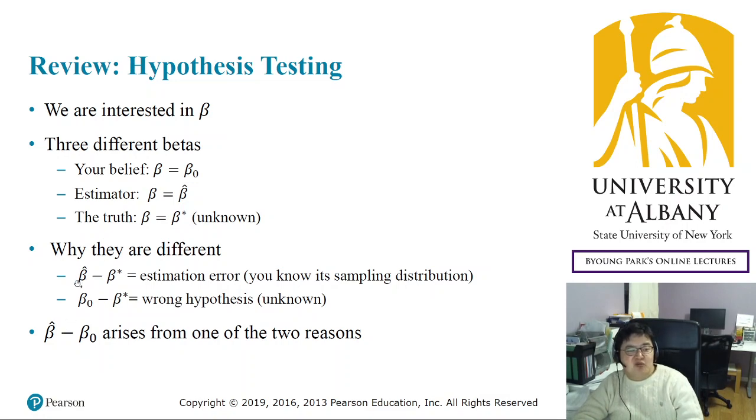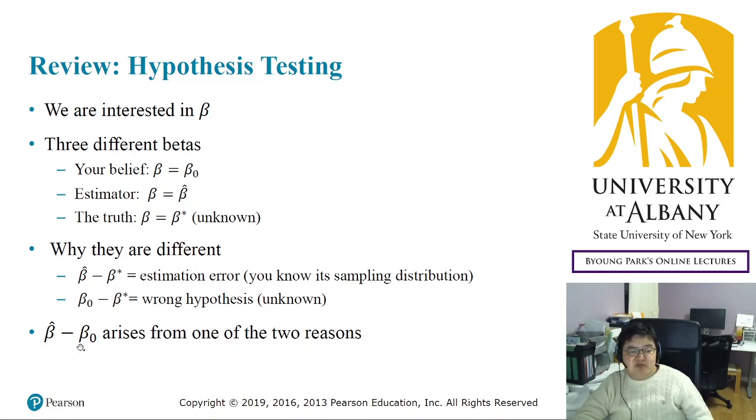But anyhow, conceptually, the reason I told you these two is that in the end, we do not know beta star. Beta star is unknown. You never know. And then we only calculate beta hat minus beta 0. So what the data tell you, and what you believe. They may be different. If they are the same, then everything will be nice. Then all of these three will be the same, but that won't happen. Almost always they will be different.